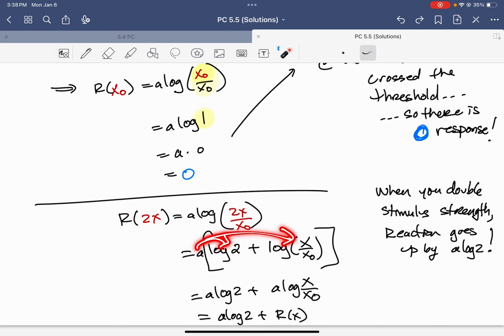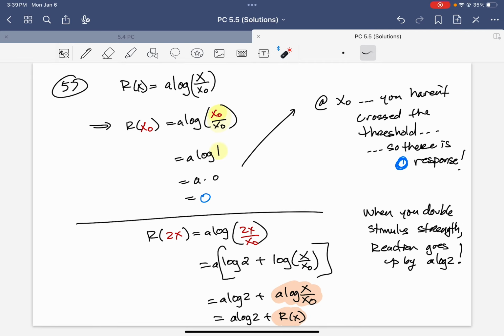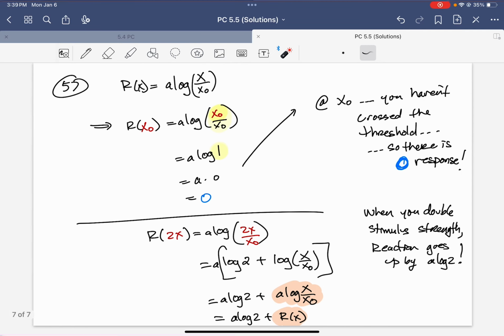But then I can distribute this a, and notice what I have really quick. It turns out that this is just simply R of x. So now we can think of R of 2x in terms of R of x. So when you double the stimulus strength, the reaction goes up by a log of 2. Isn't that interesting? And that's it. Have a good one.